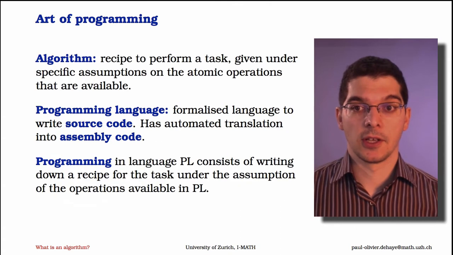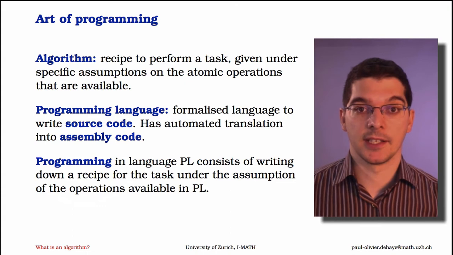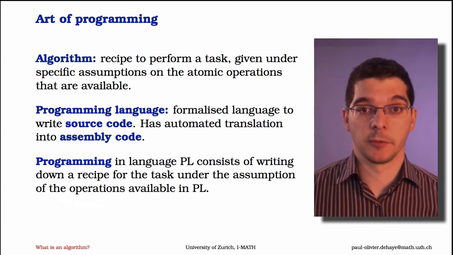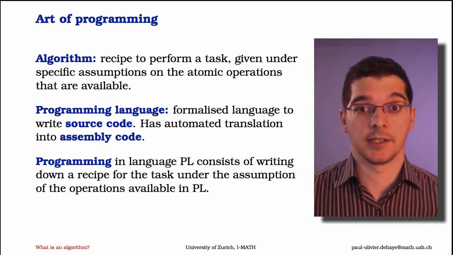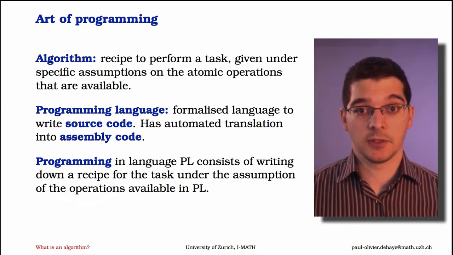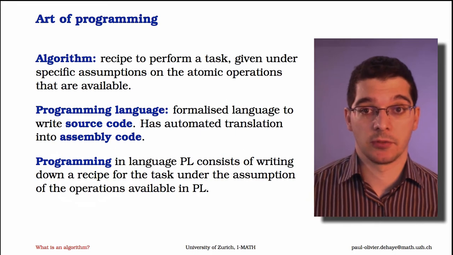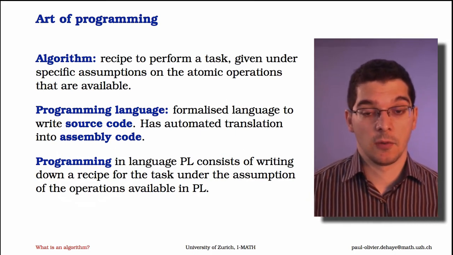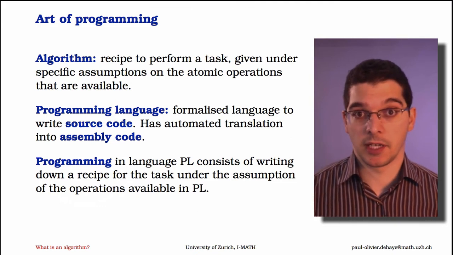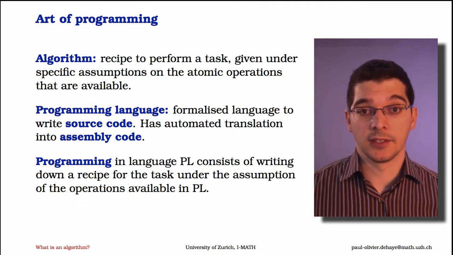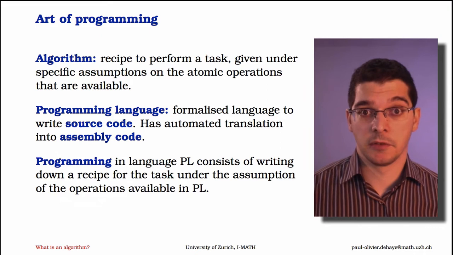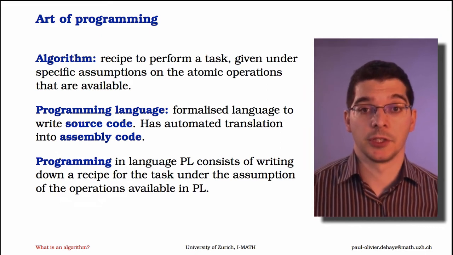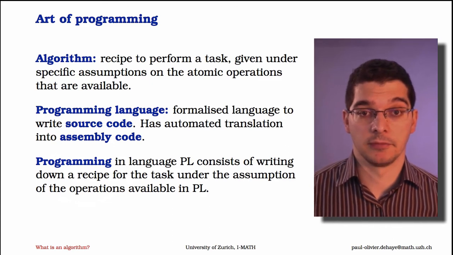Okay, so what is now the art of programming? That's the next natural question. Well, we know that an algorithm is a recipe to perform a task, and it's given under specific assumptions. We know that a programming language is a formalized language to write source code with automatic translation into assembly code. Well, programming in a programming language that I'll call PL consists of writing down a recipe for the task we want to perform under the assumption of the operations available in the programming language.